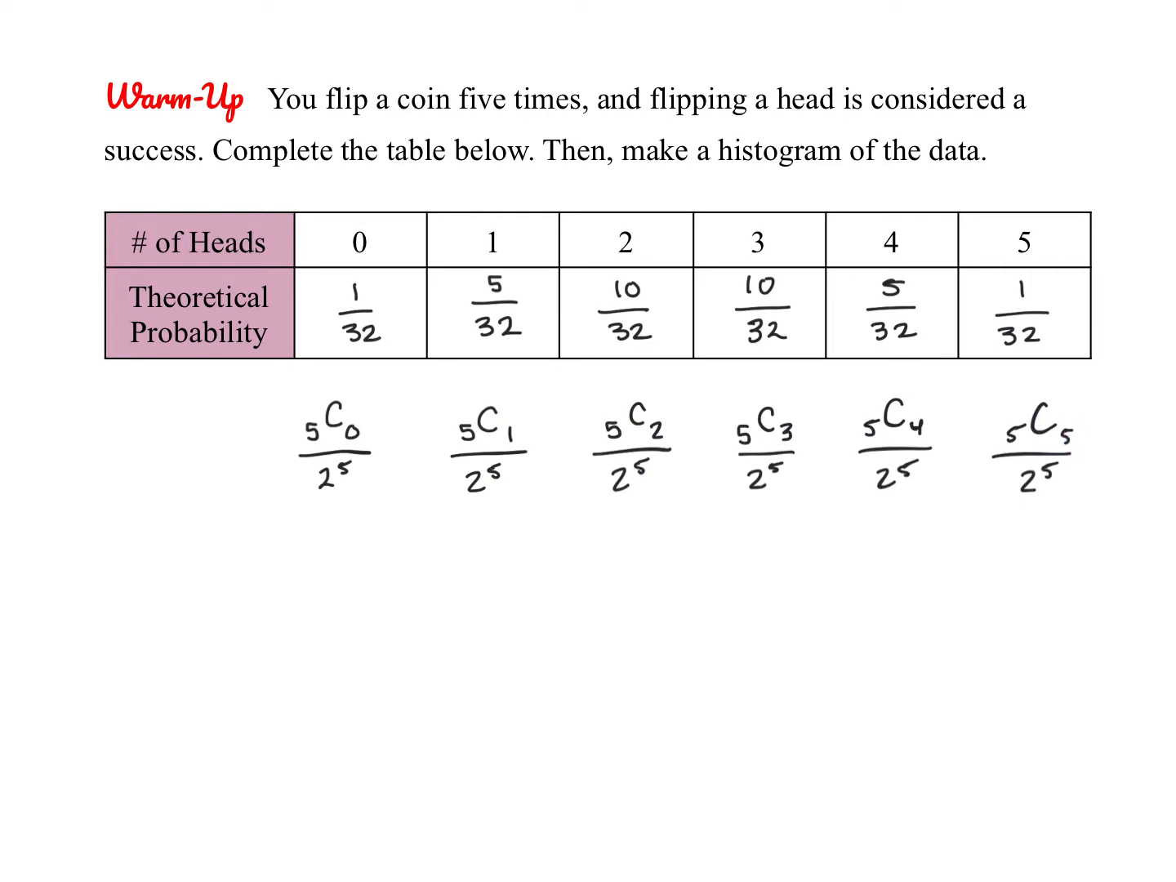So remember, for this, I know that we're flipping the same coin multiple times, but it really doesn't matter the order that these are happening. We just need to know which flip is achieving the head. So that's why it's a combination.